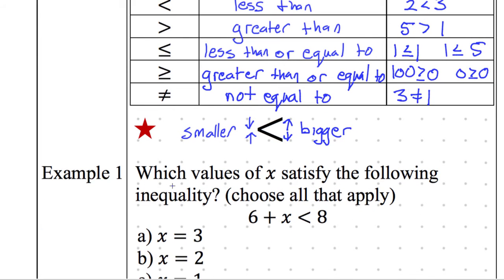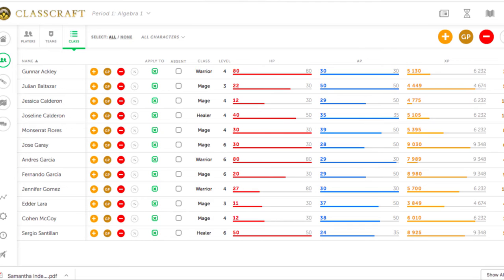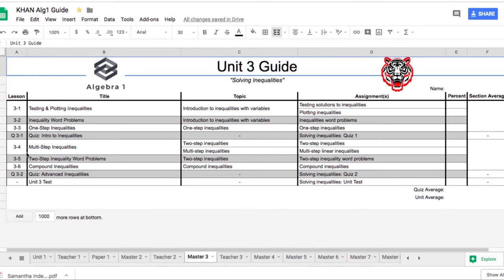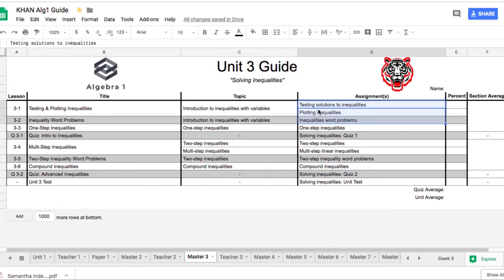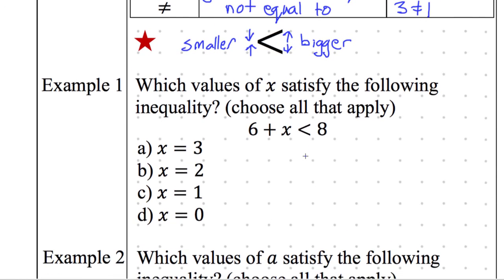By the way, tonight we have two homework assignments, and I can just show you our unit guide that we should have updated. Here is our unit guide for this entire unit. We have a total of 6 lessons, 2 quizzes, and 1 test. Tonight we have these two assignments, testing solutions and plotting inequalities. So let's see how to do those.